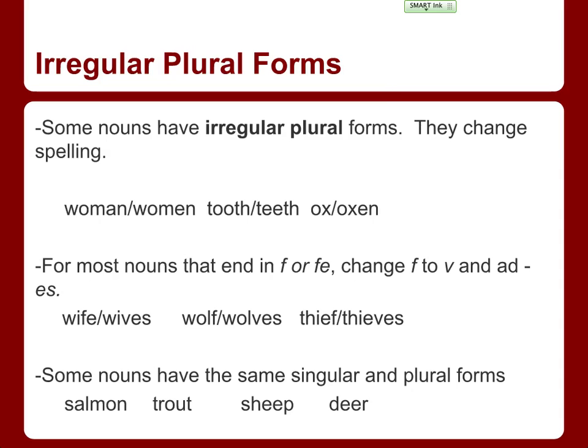Some nouns have the same singular and plural. So if you catch one salmon in the water, you can catch 10 salmon. Salmon stays the same for plural nouns. Trout would stay the same. How many of you go deer hunting? When you go deer hunting, you don't just look for one. You want more than one, right? So you're looking for deer. So deer stays the same. Do you guys understand this? Okay.